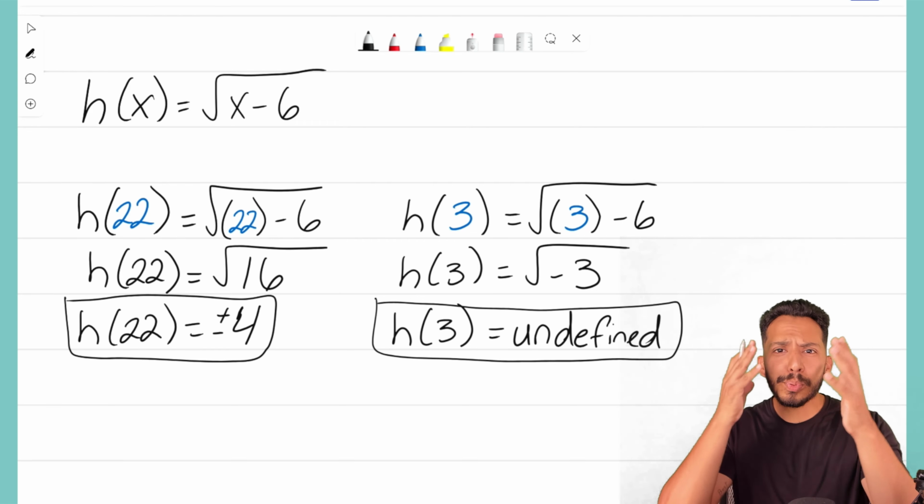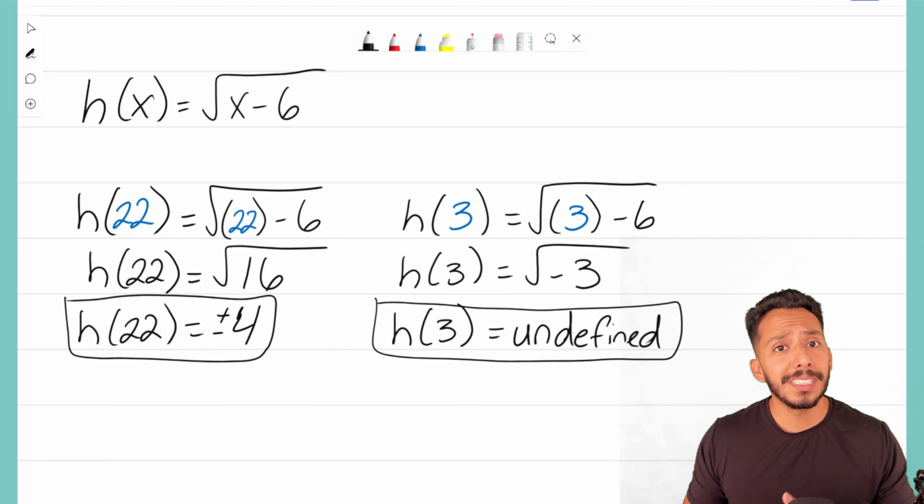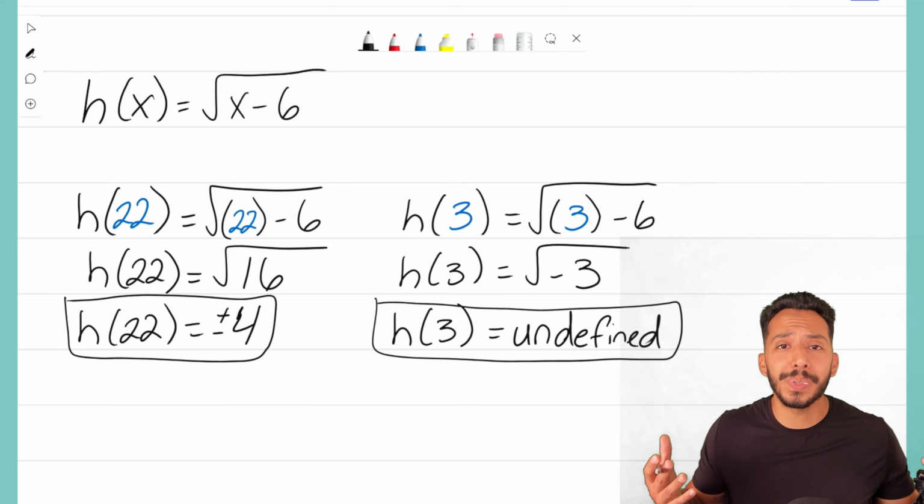But I hope this helps your brain sort of understand that sometimes we'll be given equations that we think are functions, and they're not functions. And it's all good. We can still handle it.